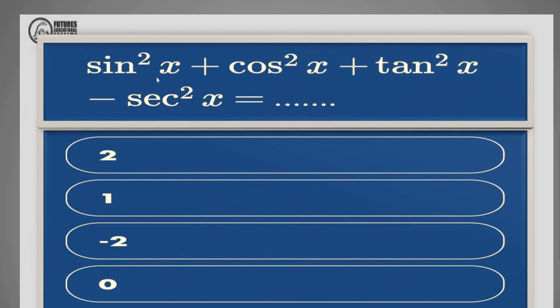Let's go to this example. Sine power 2x plus cosine power 2x plus tan power 2x minus sec power 2x equals 2, or 1, or negative 1, or 0.